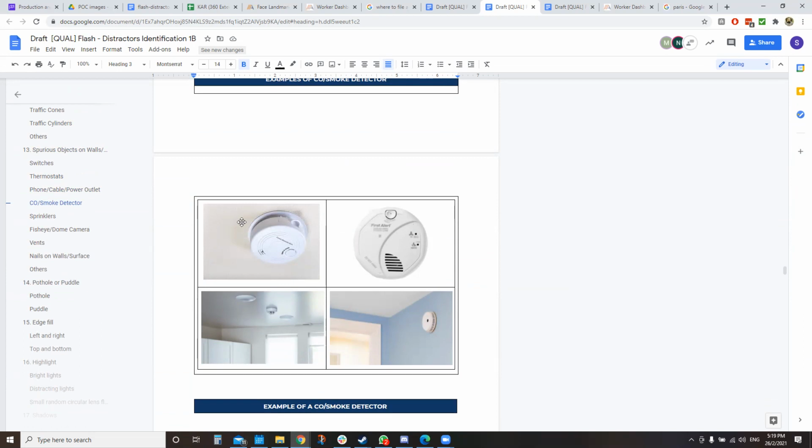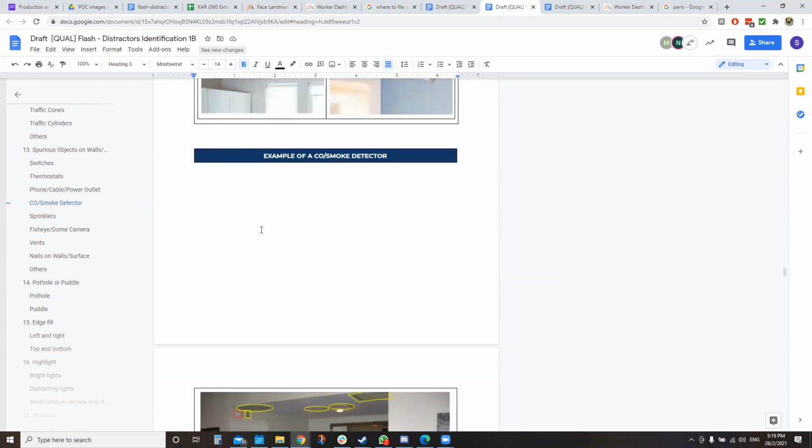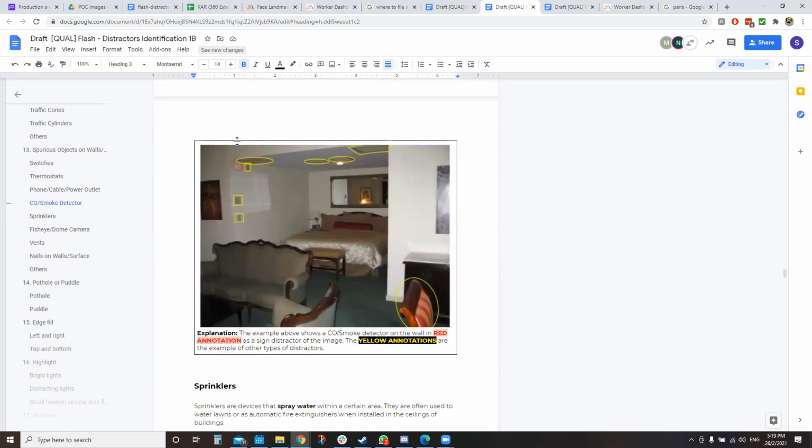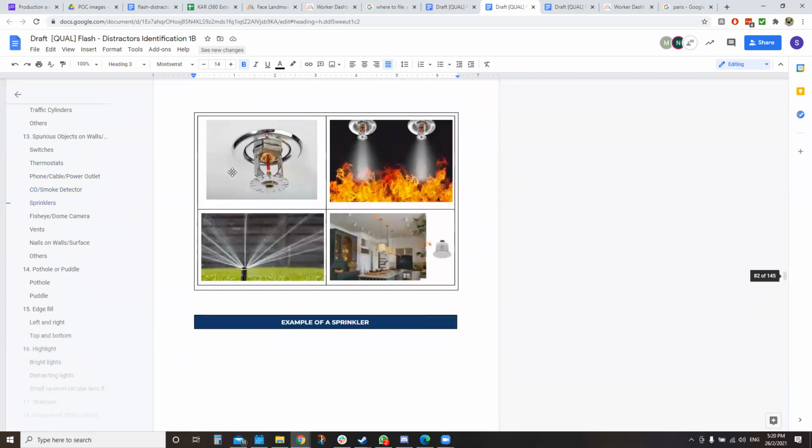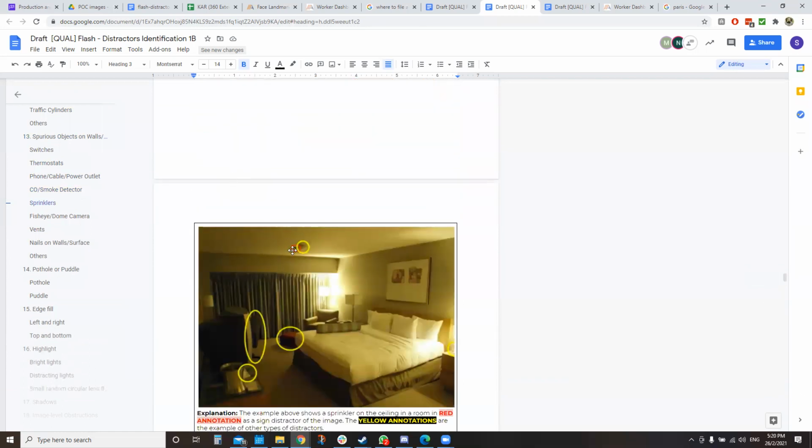And then here you have all this. The yellow annotations are examples of other distractors. Red annotation is examples of smoke detector. Sprinkler. Okay, can you see? So the yellow are also distractors, just that the red is the distractor for this category.